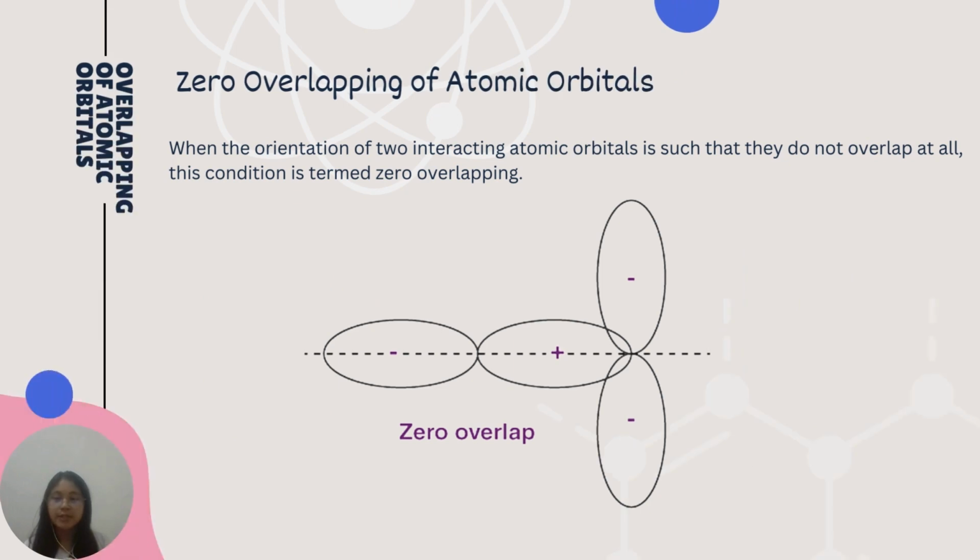And lastly is when the orientation of two interacting atomic orbitals is such that they do not overlap at all. This condition is termed zero overlapping.